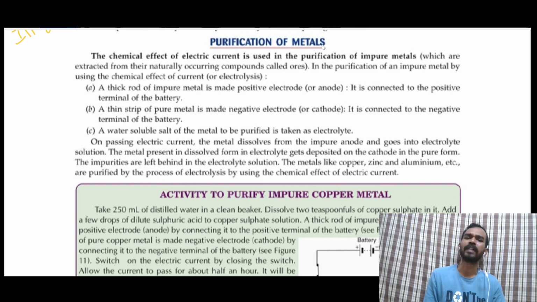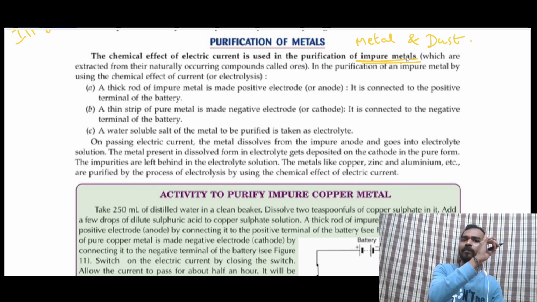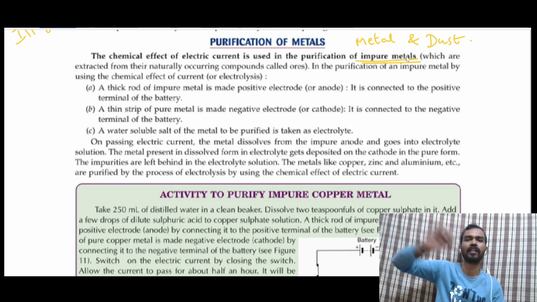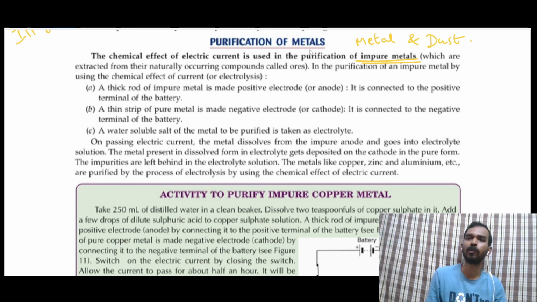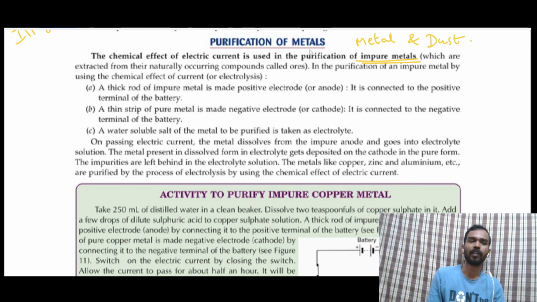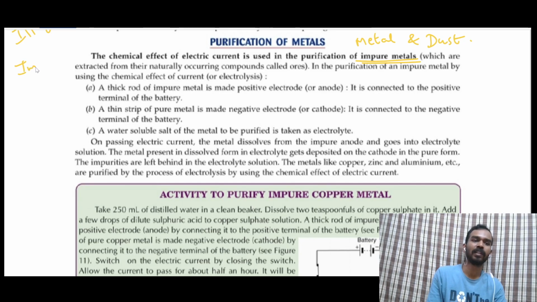Sometimes you can use it to extract a metal also. You have an impure metal. That means you have metal and some dust. So what you can do is, you need pure metal. What we know, it will go from anode to cathode. That means you should put the impure metal at the anode. Impure metal to pure metal.